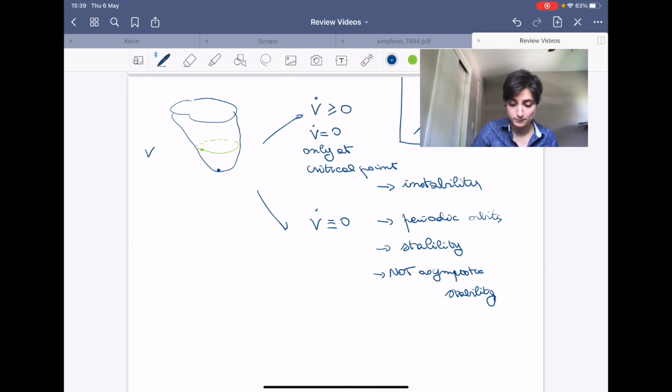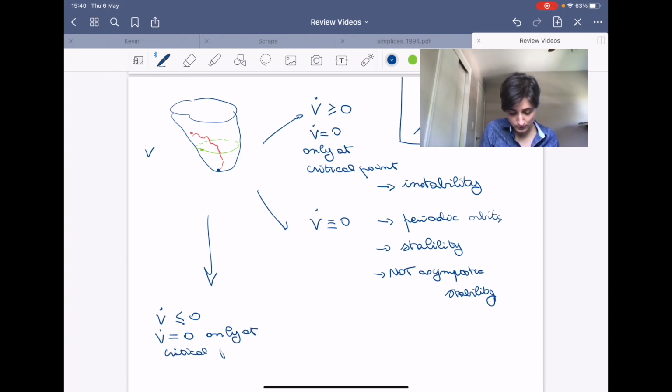Things were moving away. What happens when v dot is smaller or equal to 0? Then what it means, let me take a new color, is that if you start here at any point on the surface v, then you have to go down. And the only way down at some point is towards the critical point, because the critical point is at the bottom. So if we have also v dot equal to 0 only at the critical point, then we have asymptotic stability.